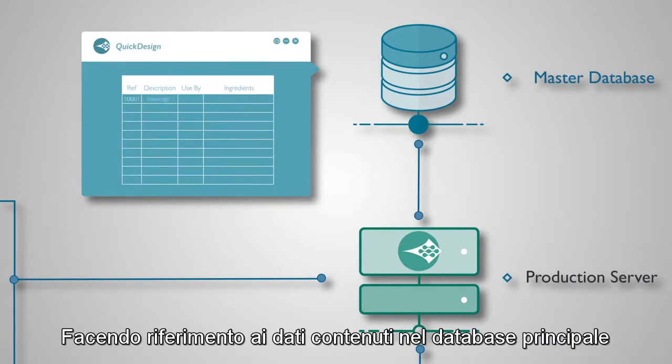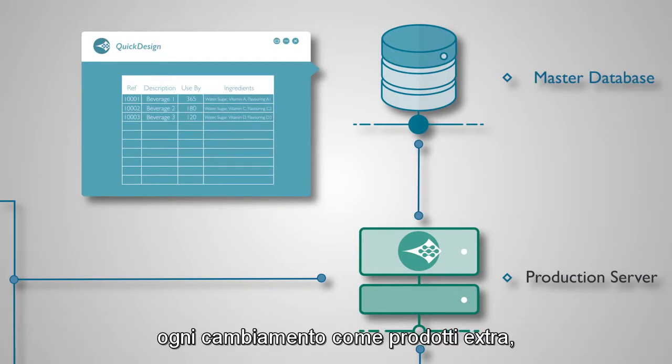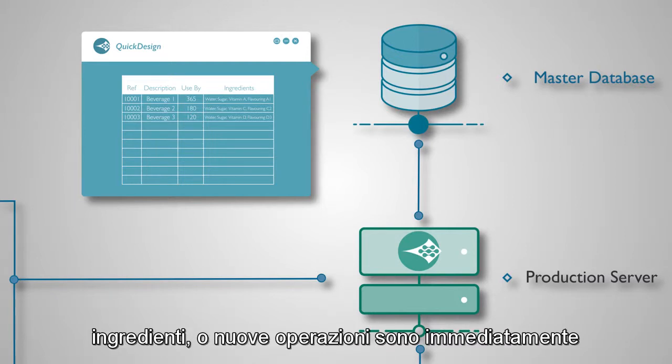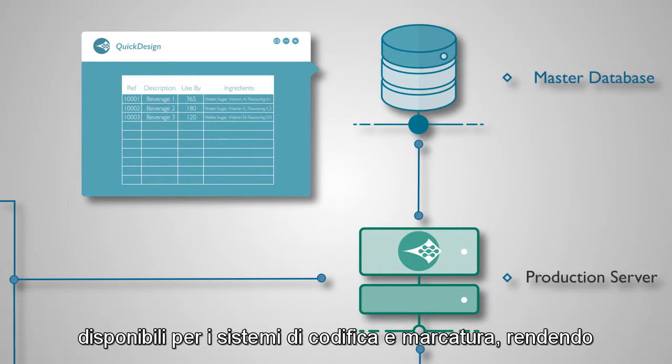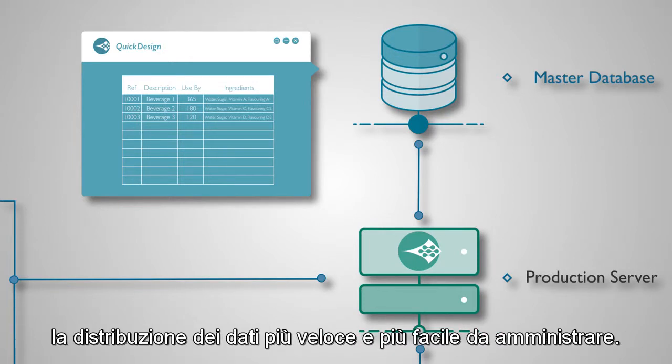By referencing data held in the master database, any changes, such as additional products, ingredients, or new production jobs, are automatically available to the coding and marking system, making data distribution quicker and easier to administer.